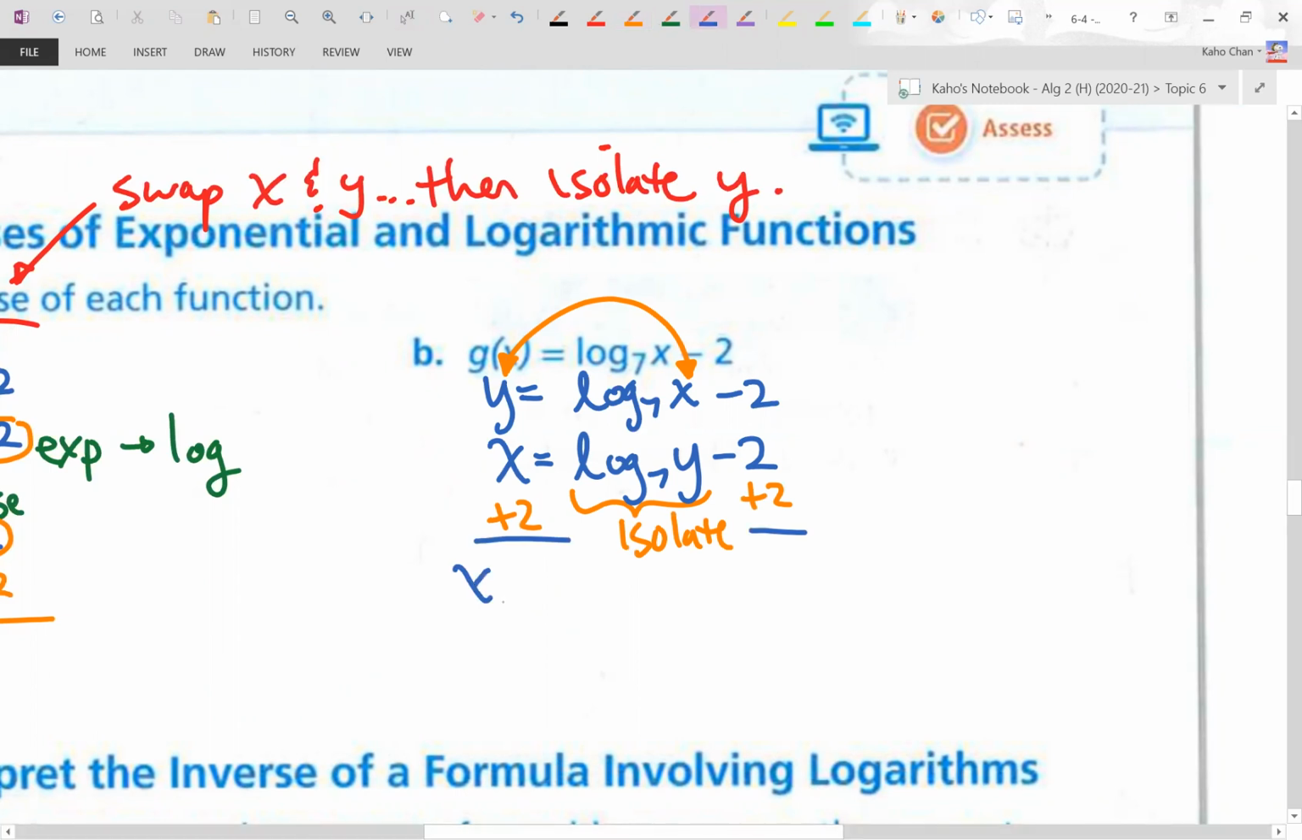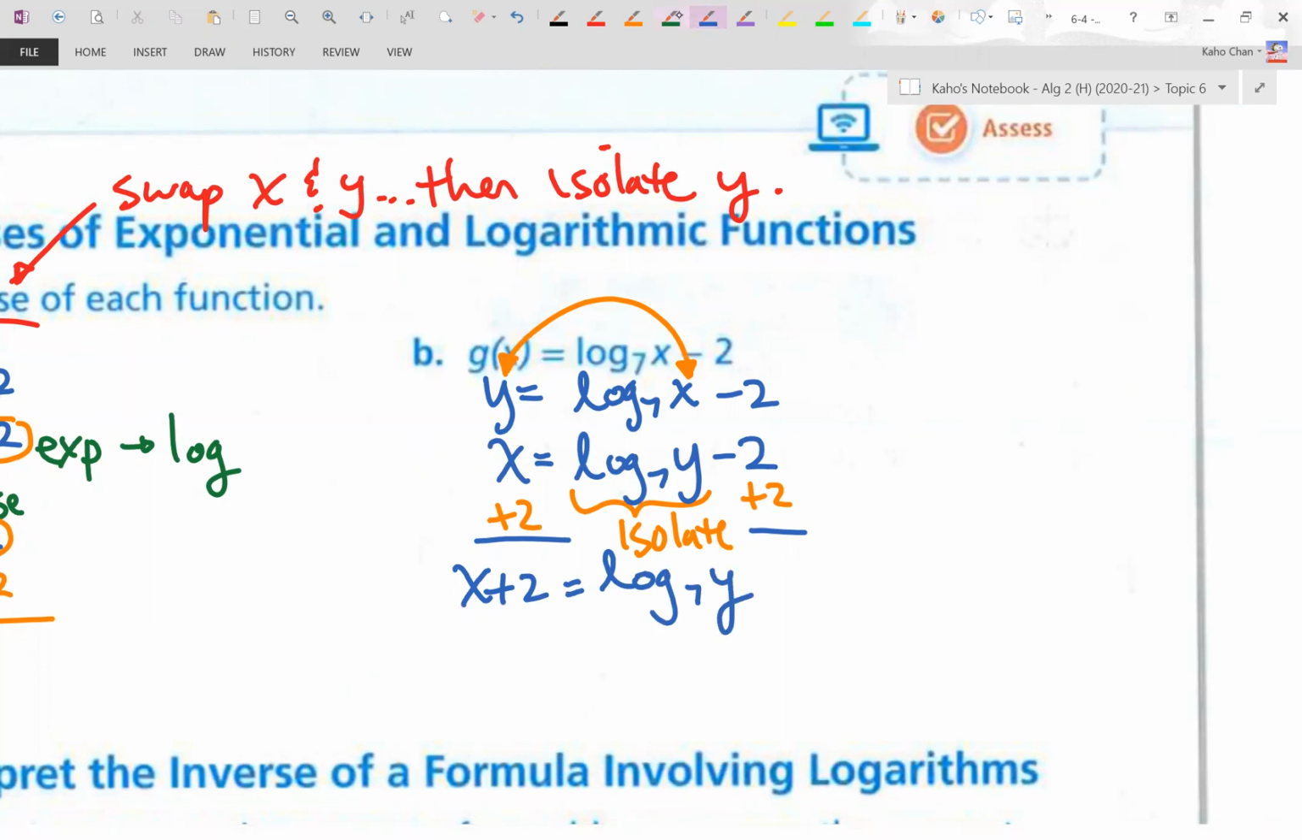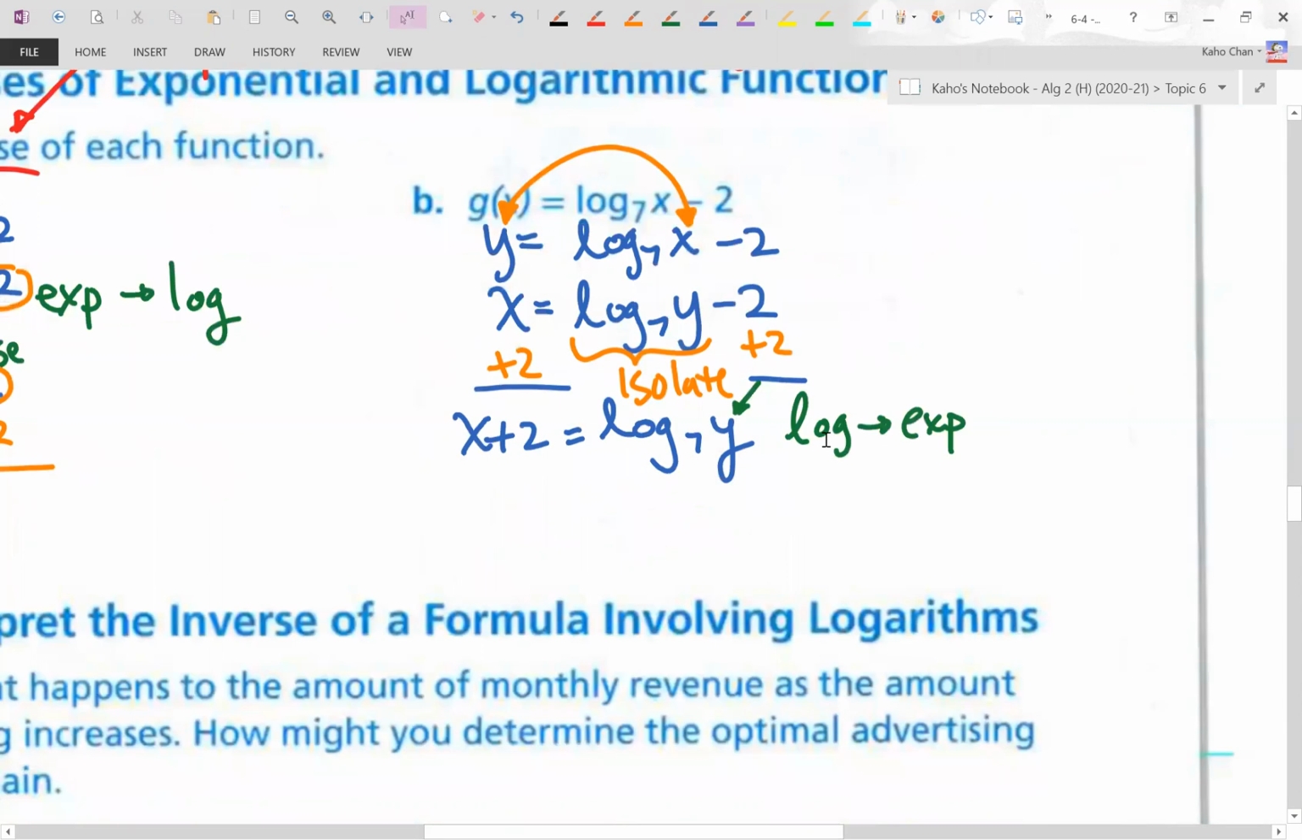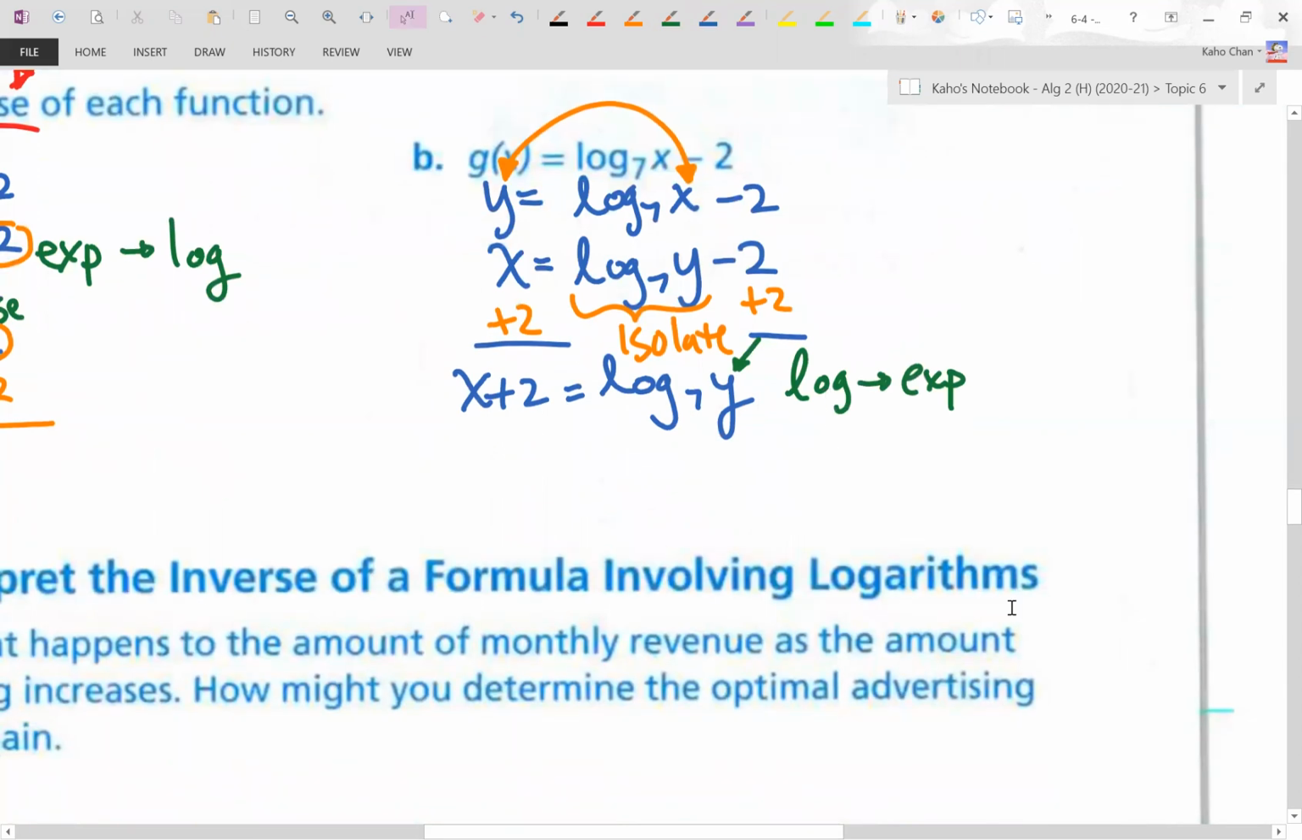All right, so x plus 2 equals log base 7 of y. Now I can convert it to exponential. I'm sorry, I want to convert from log to exponential now. Because remember, the letter y is buried inside my log function. I can't divide it out. Here we go. Let's do this.